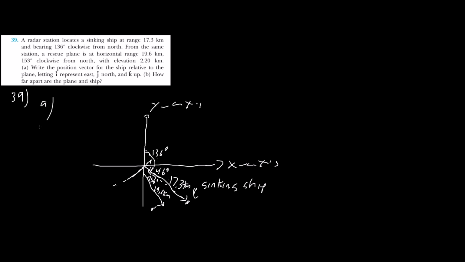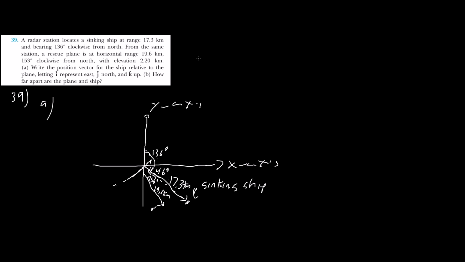Write the position vector of the ship relative to the plane. Okay, letting i represent east, j representing north, and k representing up. Okay, perfect. We're going to go by tradition then. So i is east, j is going to represent north, and k is going to be upward. So let's solve this, folks. Let's write the position vector of the ship relative to the plane.